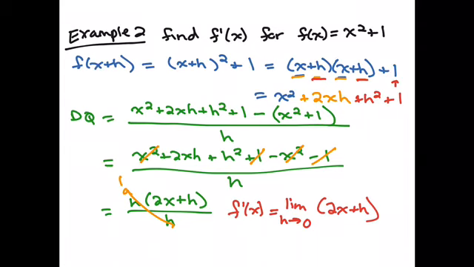So this time, I have a direct substitution to do. We put that 0 in for the h, and the answer is 2x. So 2x describes how the slope of my parabola is changing.